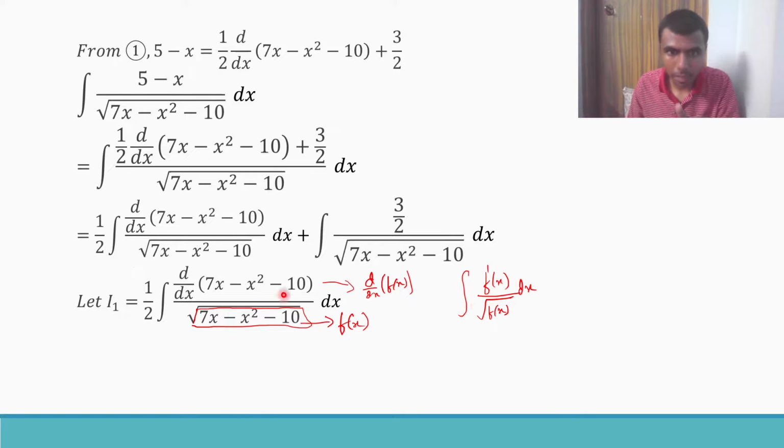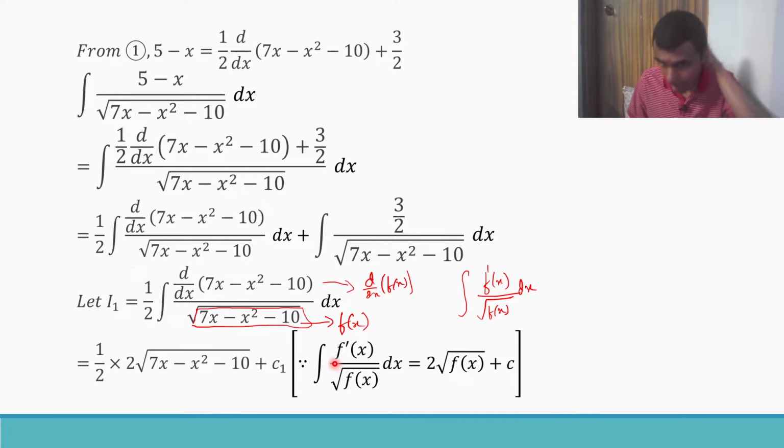Integral f dash x means what? Derivative of f of x. That means d by dx of 7x minus x square minus 10 by root f of x. This is my f of x. Now whenever an integral is of this form, there is a formula which you can use. Integral f dash of x by root f of x dx is nothing but 2 root f of x plus constant. Here what is my f of x? This 7x minus x square minus 10. So 2 into root of 7x minus x square minus 10 plus c1.